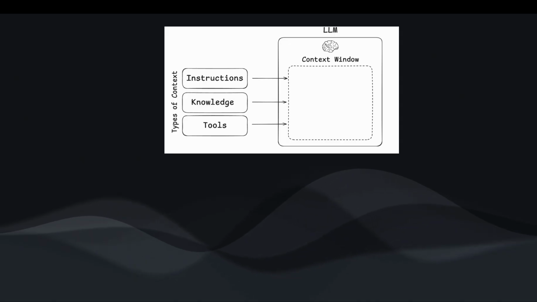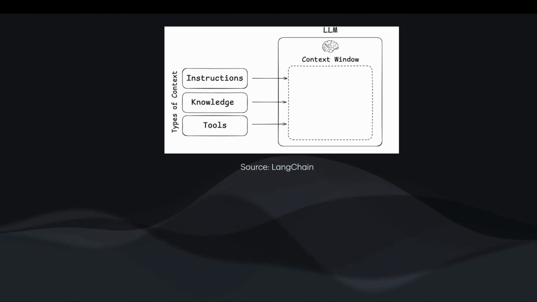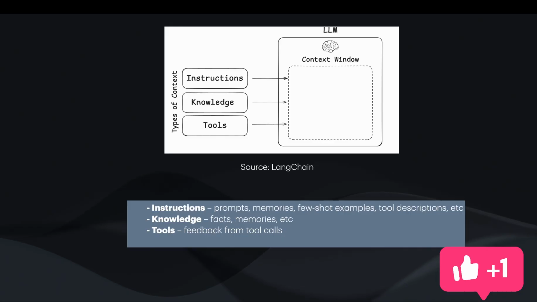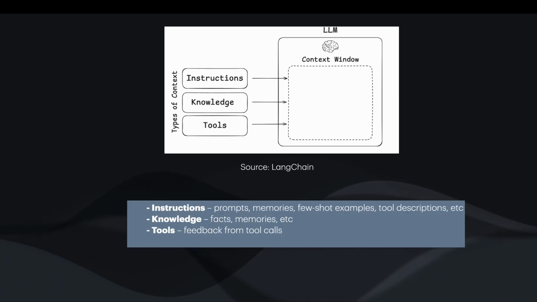You can see some of them are instructions, knowledge, and tools. Just to let you know, for the screenshots and discussions in this video, the credit goes to the LangChain blog post where they discussed what context engineering is for AI agents. The instructions are the prompts, memories, few-shot examples, or tool descriptions that we generally have whenever we are building an agent. The knowledge is the facts and memories, and the tools are the feedback from the tool calls. Generally we augment the LLM with a lot of tools in the case of agents, so we also get a response after doing a tool call. That's where context can also come from, the feedback from the tool calls. So these are the three typical types of context we deal with when doing context engineering for an AI agent.